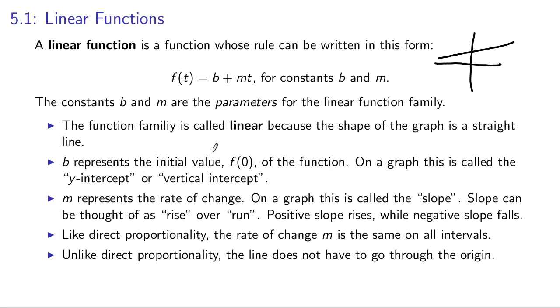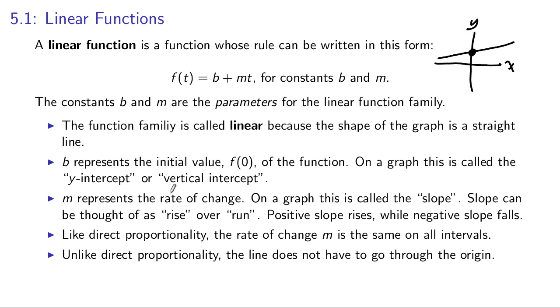b represents the initial value, f(0), of the function. It's what we get out when we put in 0, because m times 0 is 0. On the graph, this is called the y-intercept, if we're graphing x and y, or the vertical intercept.